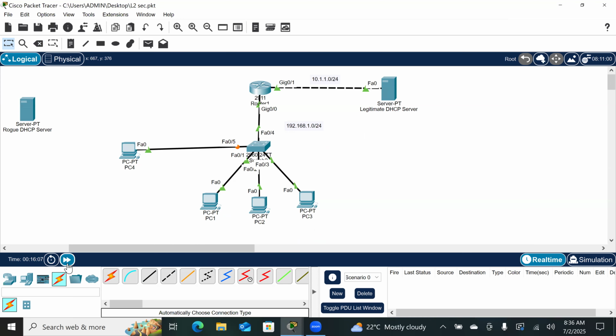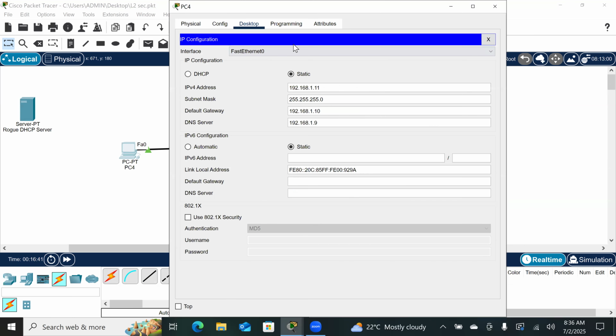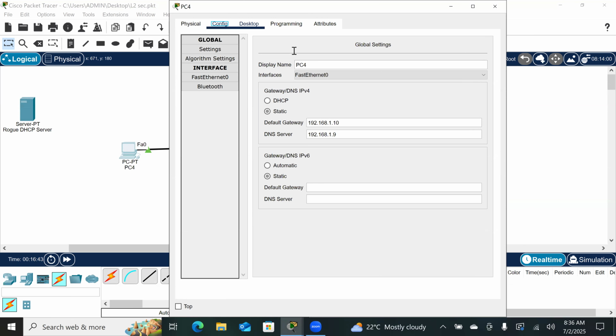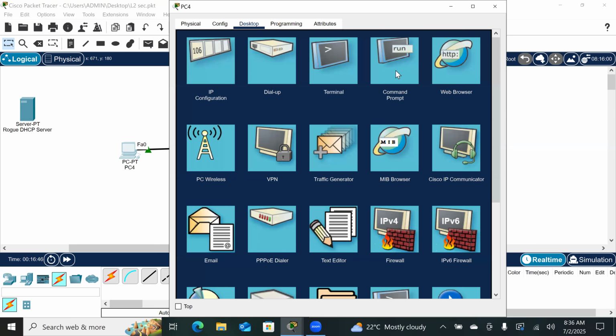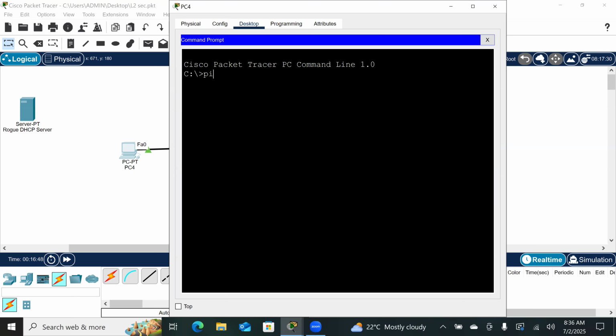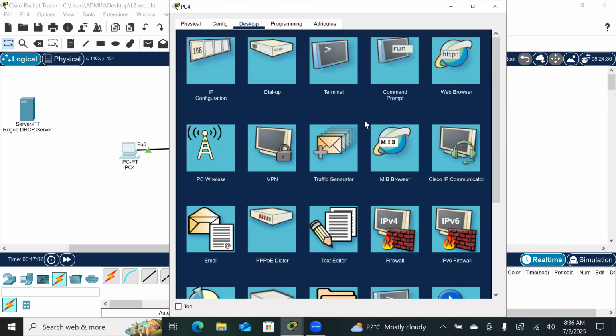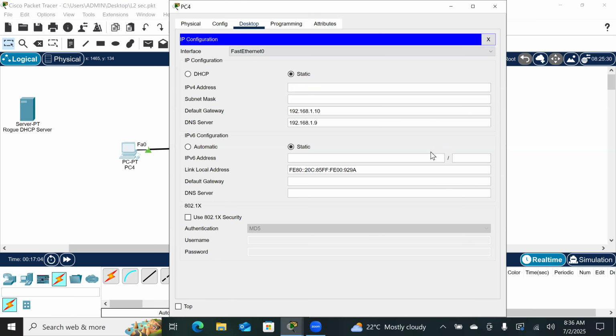So it is connected now. Okay. And this is also up. And if I try to ping, so ping 192.168.1.11, 1.12. Okay. I think it's failed. Yeah.